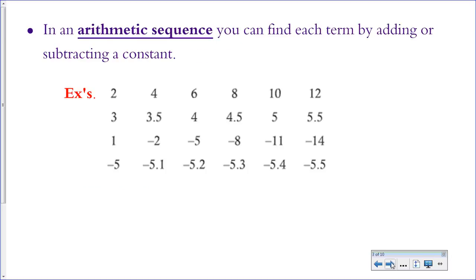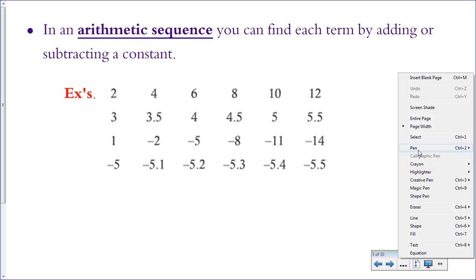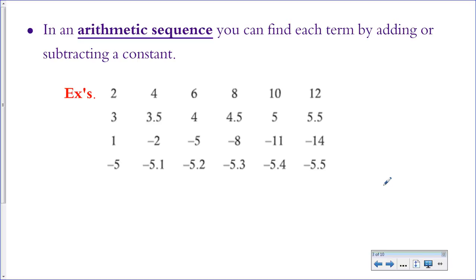So here's the definition: in an arithmetic sequence, you can find each term by adding or subtracting a constant. I prefer to think about it as just adding, like you're either adding a positive or you're adding a negative each time. So here are 4 examples of arithmetic sequences. See if you can figure out what the common difference is each time. In this one, you should be able to tell that you're adding 2 each time, adding a positive 2. In this one, it looks like we're adding a half each time, right? To get from 3 to 3.5 to 4 and so on, we're adding 0.5 each time.